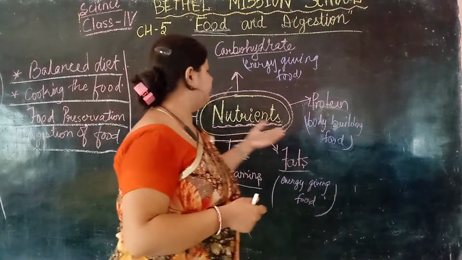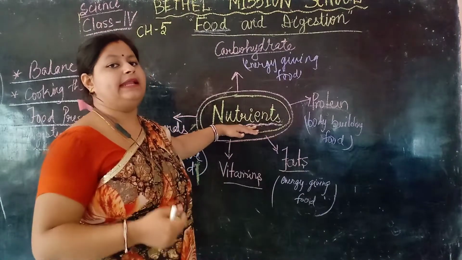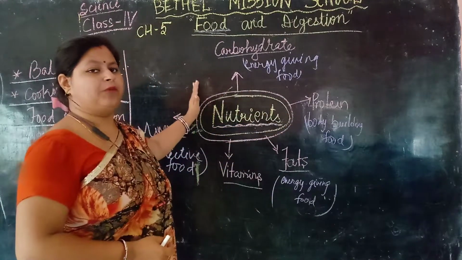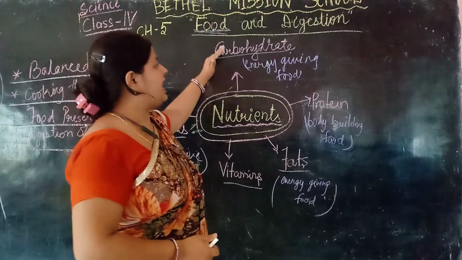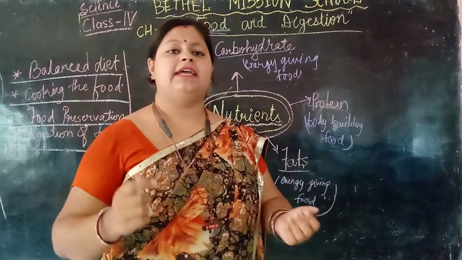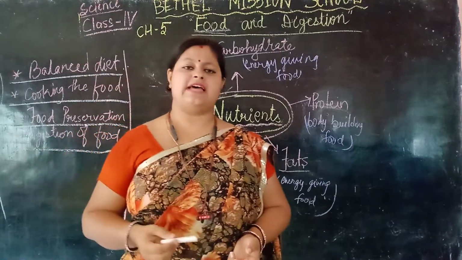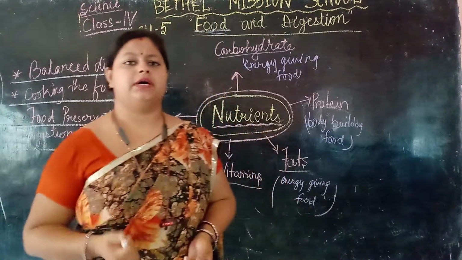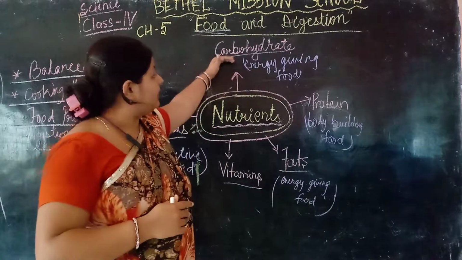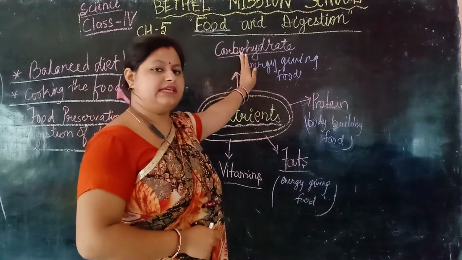So, when we take food, we should take care of the amount of nutrients in our daily food. One by one we will discuss the different types of nutrients. First is carbohydrate. The carbohydrate which we take in our daily food is in the form of sugar or starch. Foods like rice, sugar, vegetables and fruits contain a large amount of carbohydrate, and carbohydrate is also known as energy giving food.